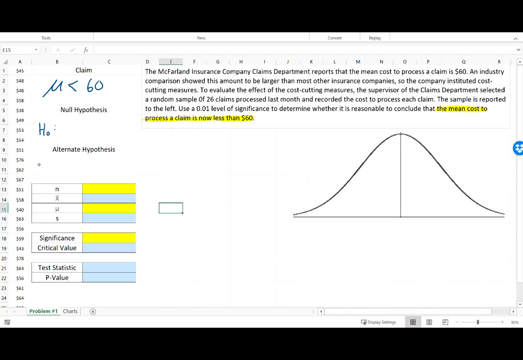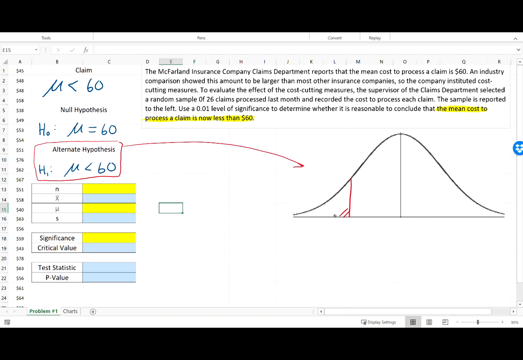So once we have our claim given symbolically, which we do right now above, we can now set up our null and alternate hypotheses. And as always, the null hypothesis is a statement of equality, so we would say the mean is equal to $60, and the alternate hypothesis in this case is the same as the claim, that the mean is less than $60. Now the alternate hypothesis tells us what type of test it is, and the alternate hypothesis uses less than. So we have a left-tailed test.